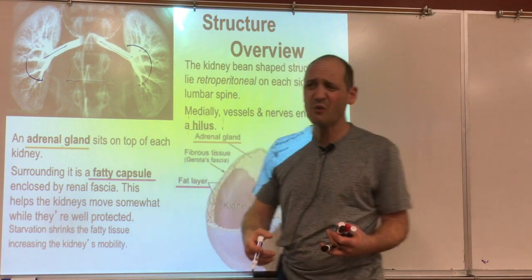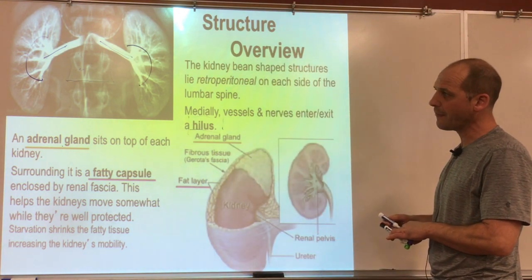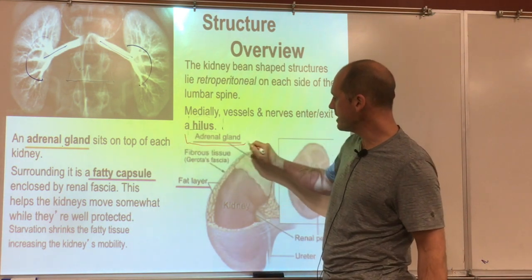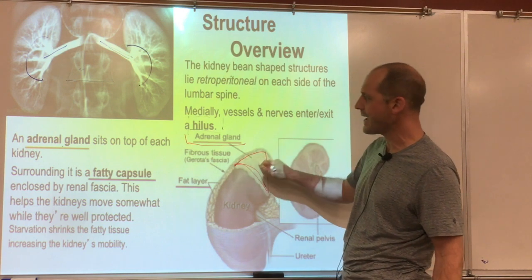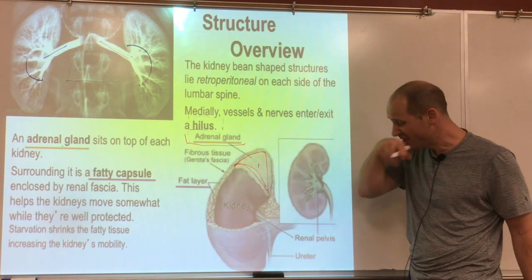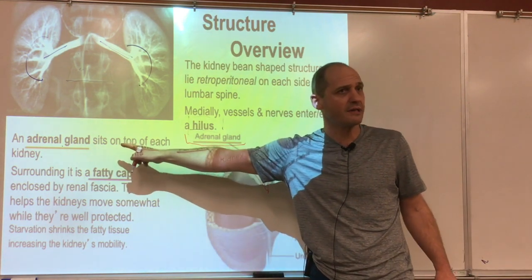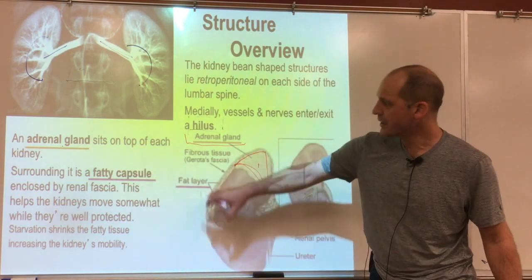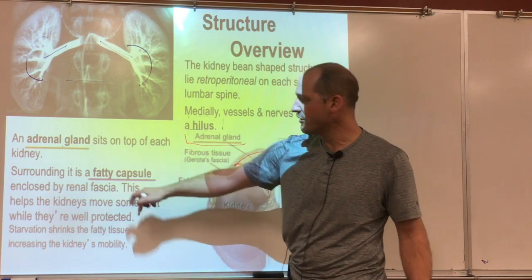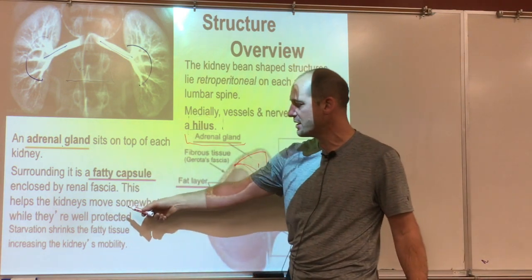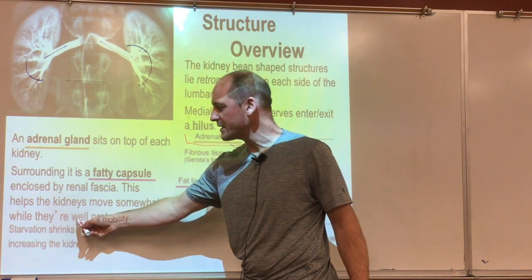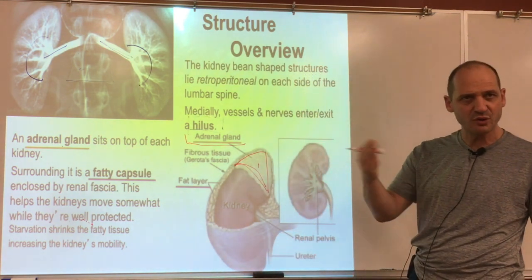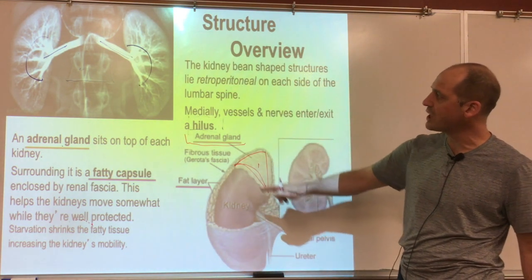Another term that keeps coming back to haunt us a little bit. Then on top of the kidneys, we have the adrenal gland. Right here, the adrenal gland sits on top of the kidney like a cap. And we talked about the adrenal gland when we talked about the endocrine system, so you can look back up on that. And then surrounding the whole thing is a fatty capsule enclosed in a renal fascia. And the fatty capsule helps the kidney move somewhat around while they're well protected. The fat is a pillow effect. It helps with the bouncing of the kidneys because they're retroperitoneal.